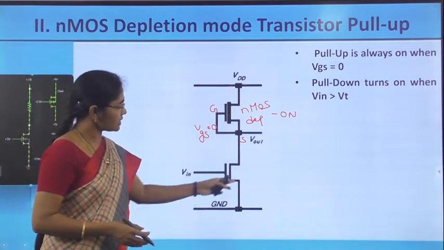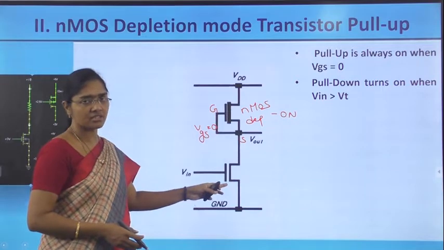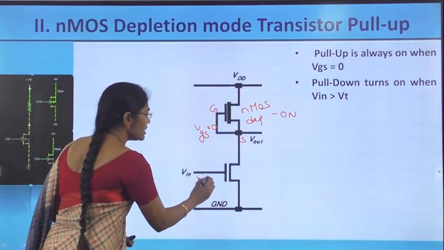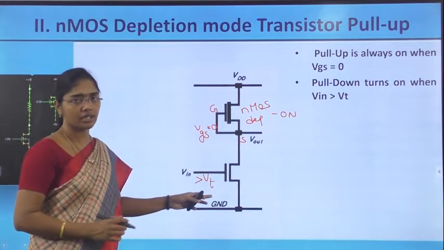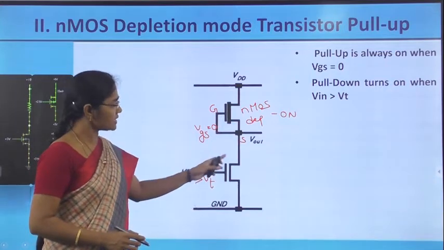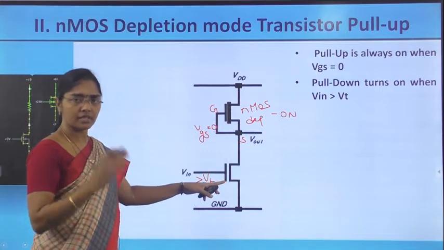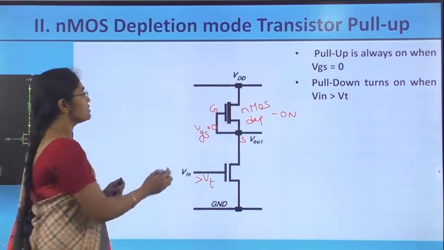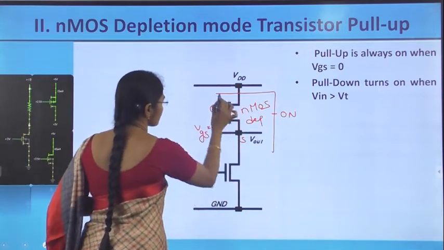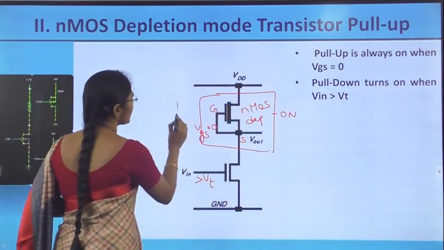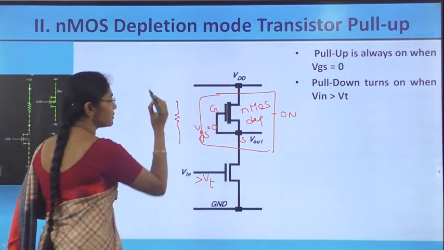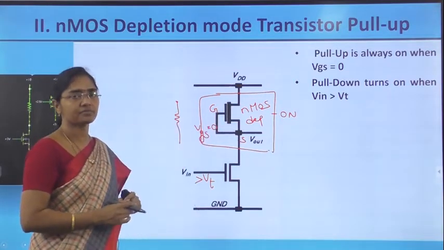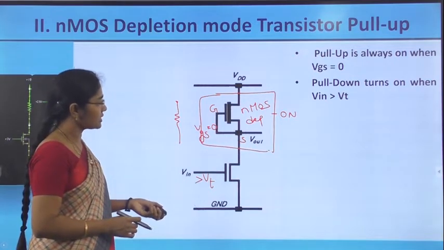Whereas the pull-down transistor is switched on only when Vin is greater than the Vt value. So this switch will react as per the input voltage, but the load is in the on condition. So this load device is equivalent to simply a resistor, but instead of a resistor, a MOS transistor is taken. Let us check its operation.